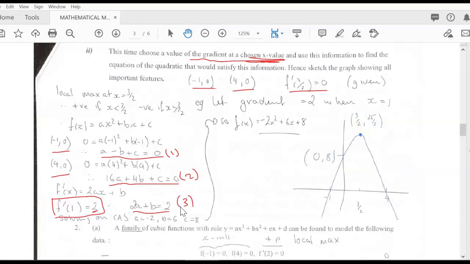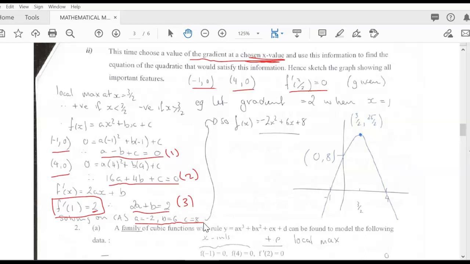So basically what we're finding here is just another unique parabola. So we've got those 3 equations, and as I said before, you can just solve them on your CAS calculator. So we get a equals -2, b equals 6, and c equals 8. You can solve them by hand. Might take a little bit of time, but they don't look that complicated.